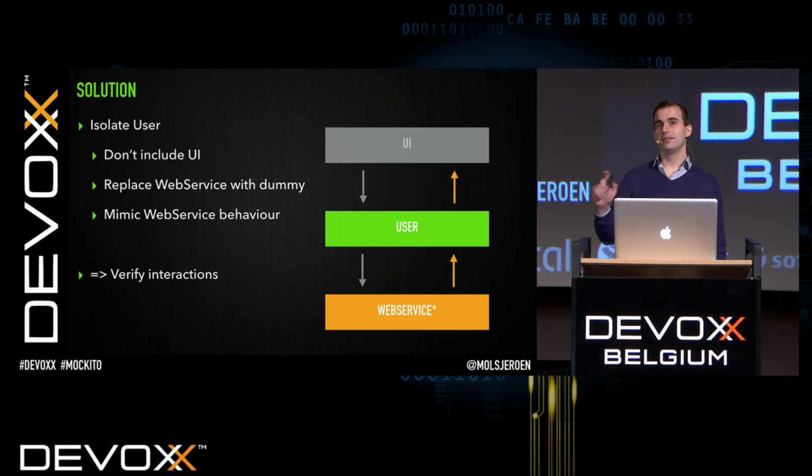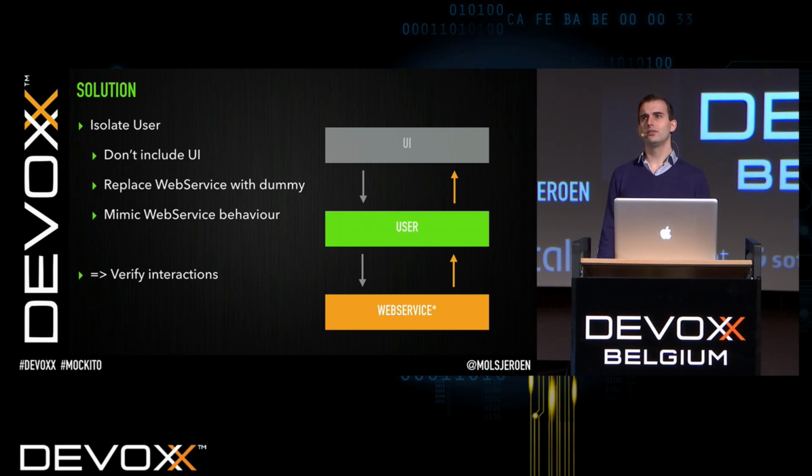Well, we're going to isolate the user object. First, look at our architecture. So we have a clean architecture. Our UI depends on the user depends on the web service. But there are no dependencies the other way around. So the user is not dependent on the UI, nor is the web service dependent on the user. Because of that, we don't have to include the UI in our test. We can just immediately start invoking methods on the user. So okay, that's solved.